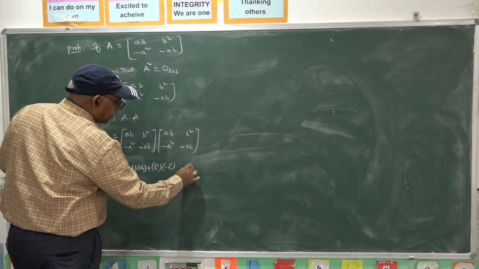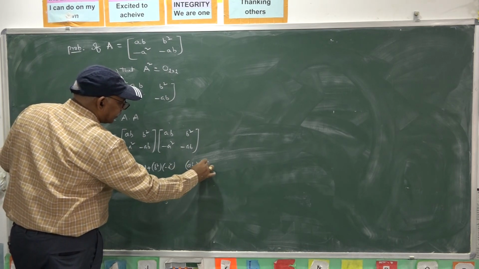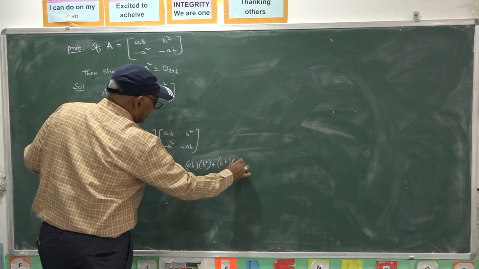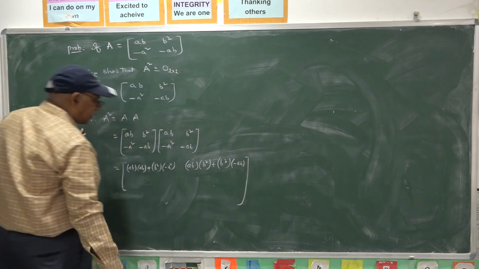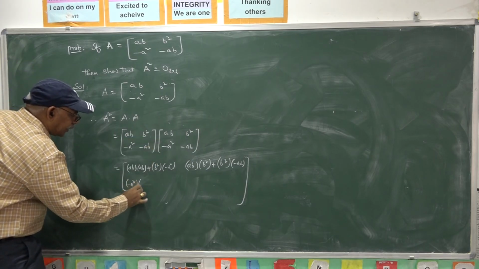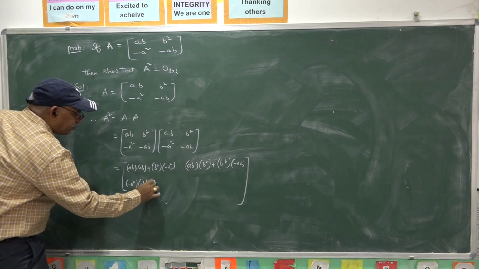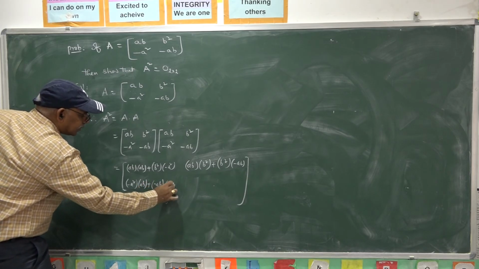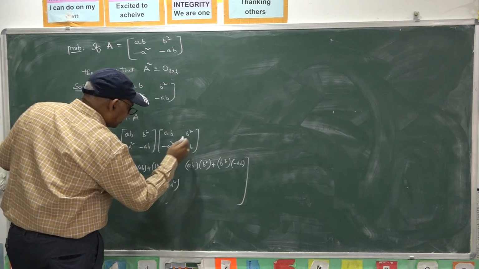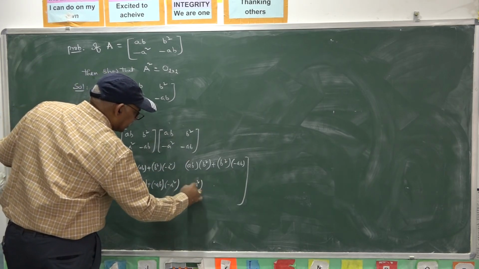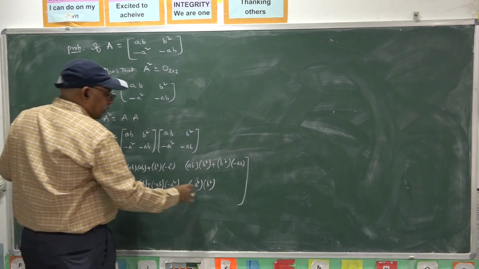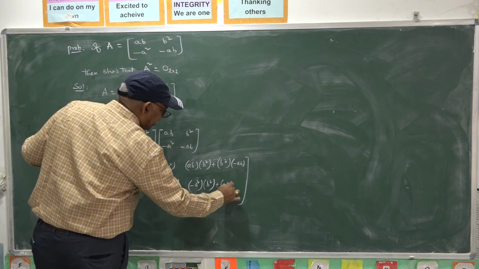plus B square into minus A square. First row, second column product: AB into B square plus B square into minus A. Similarly, second row, first column: minus A square into AB plus minus AB into minus A square. Second row, second column product: minus A square B square plus minus AB minus AB.